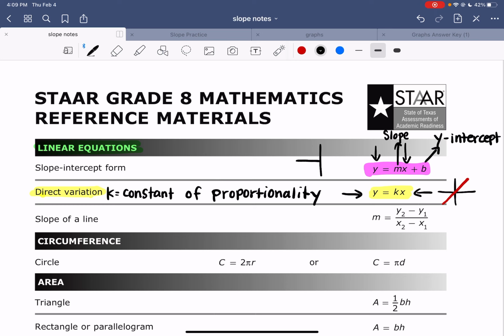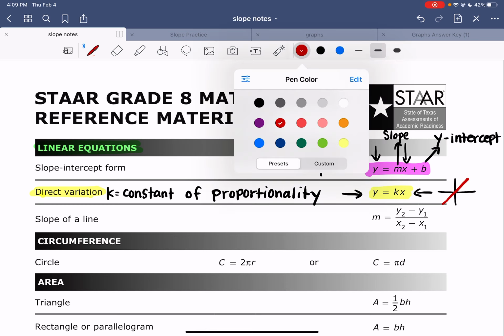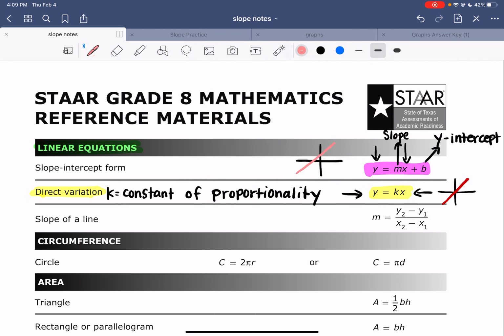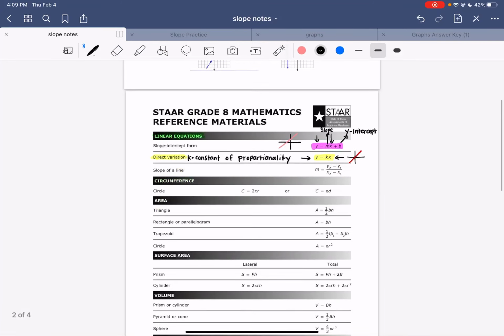So this is a formula for a line that is, let me just use a different color, any line that does not pass through the origin, that's a straight line. So remember, it has to be a straight line. Okay, so now we're going to hop into our notes for this section right here.